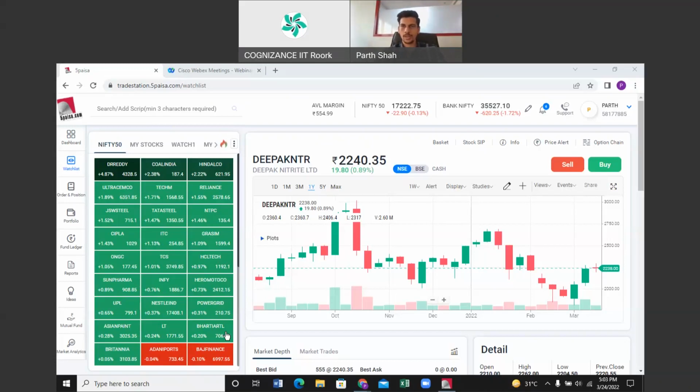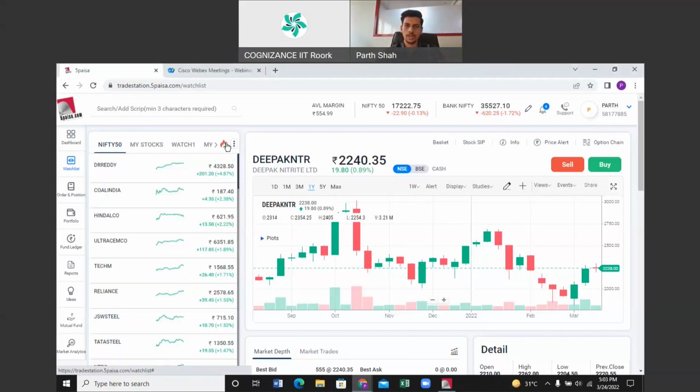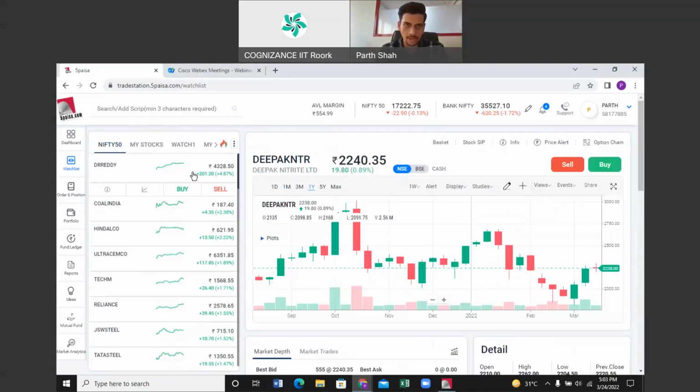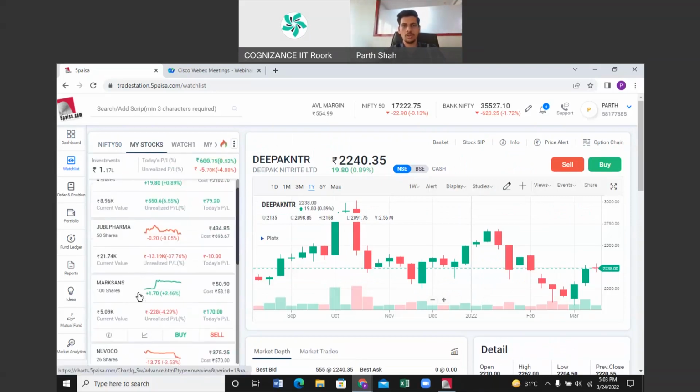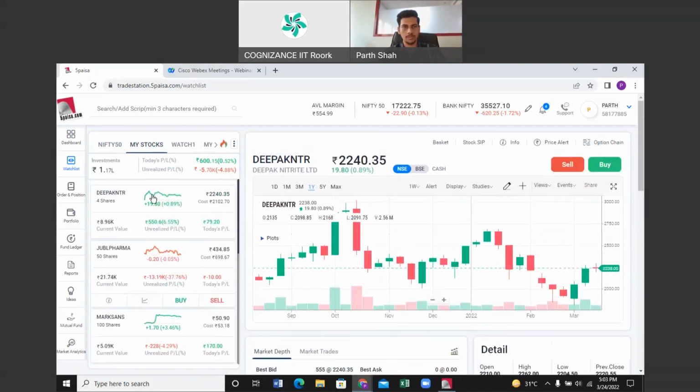So coming back to our platform, these are the basics. Whenever you log in, you will find this particular platform. On the left hand side, we have the watch list where we have listed all the stocks of Nifty 50 as a master watch list. You can have your My Stocks, where all that you have invested would be seen.